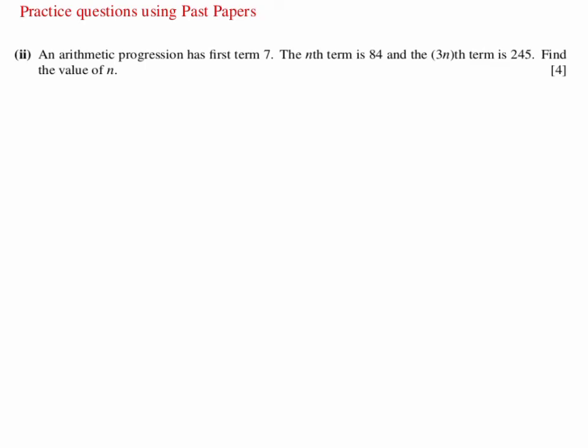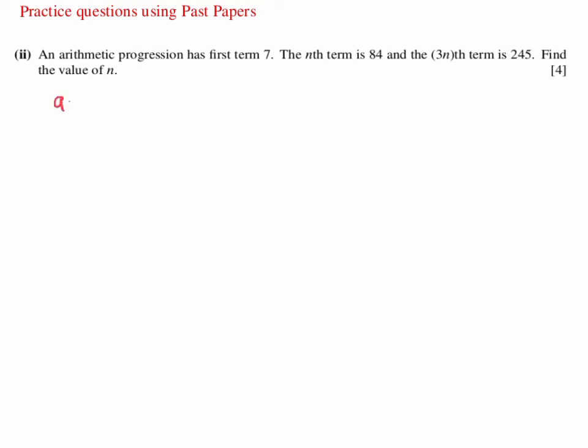Now let us practice some questions which came in the actual paper. That will give more confidence to us, using past papers, and we'll see if we have learned everything to solve the questions. An arithmetic progression has first term 7, the nth term is 84 and the 3nth term is 245. Find the value of n.